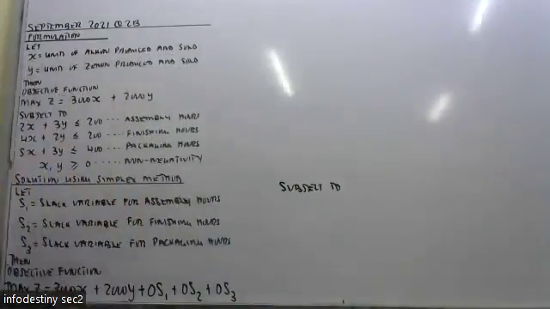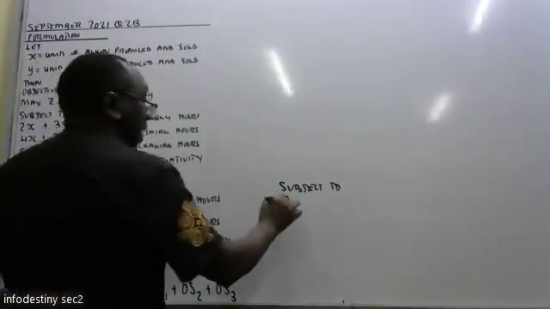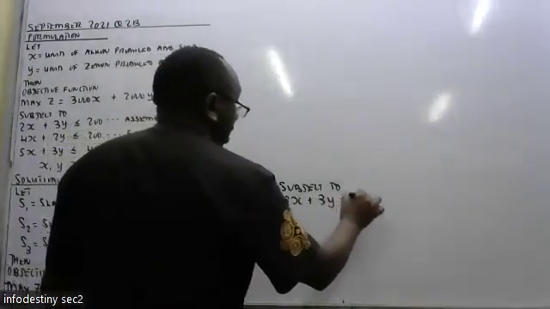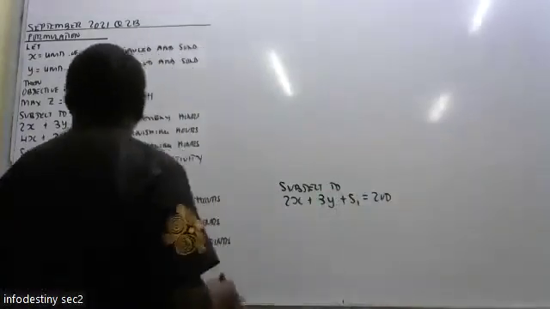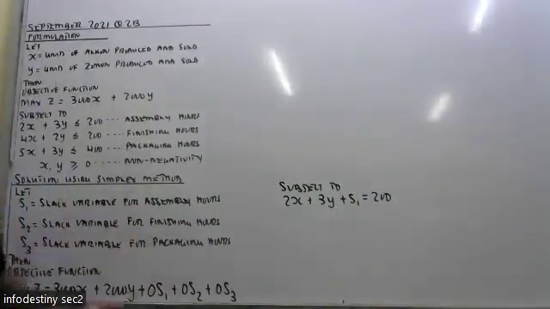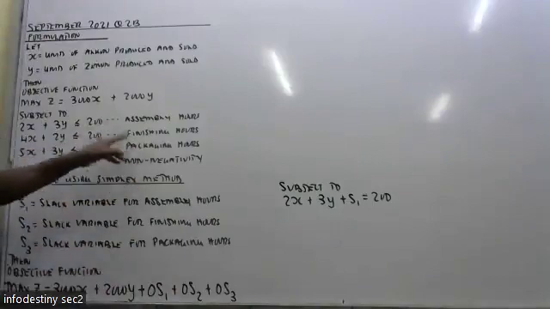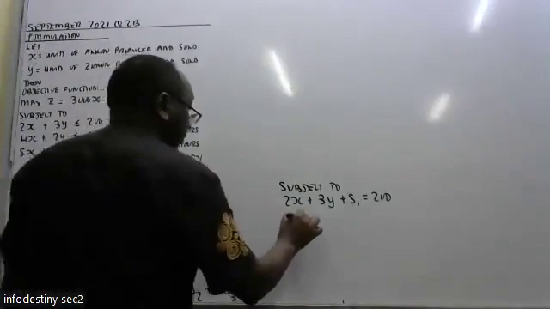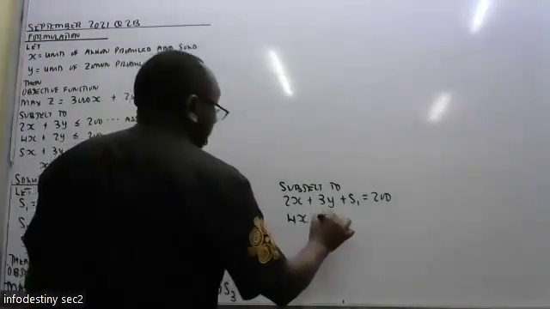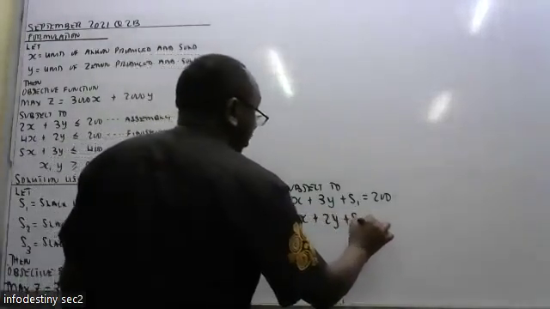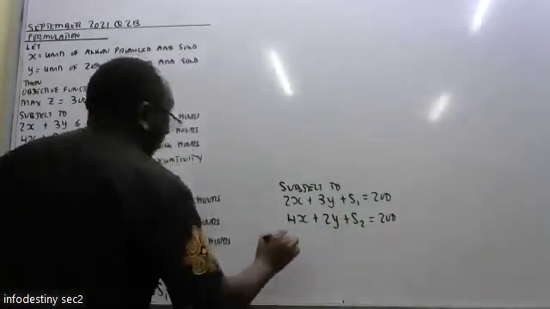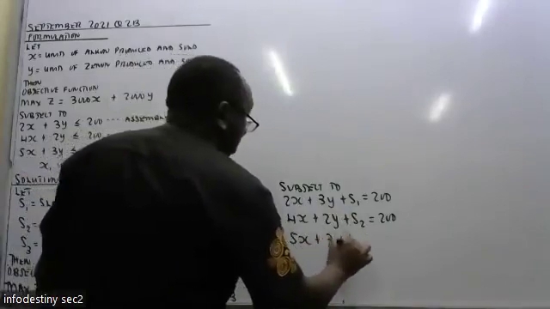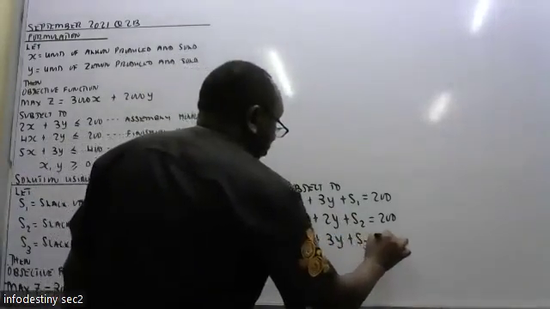Subject to. So unachukua hii ya kwanza unasema 2x plus 3y plus s1 is equals 200. You can tell us ni assembly ama ukose kurudia because already tunasoma sinaona hapa. Yeah. Then 4x plus 2y plus s2 is equals 200. 5x plus 3y plus s3 is equals to 400.